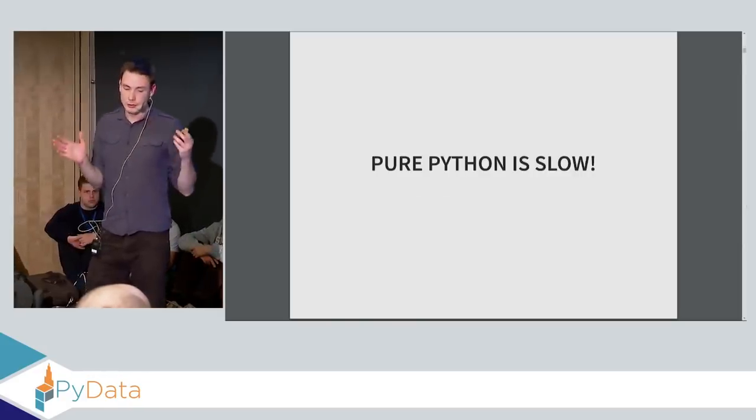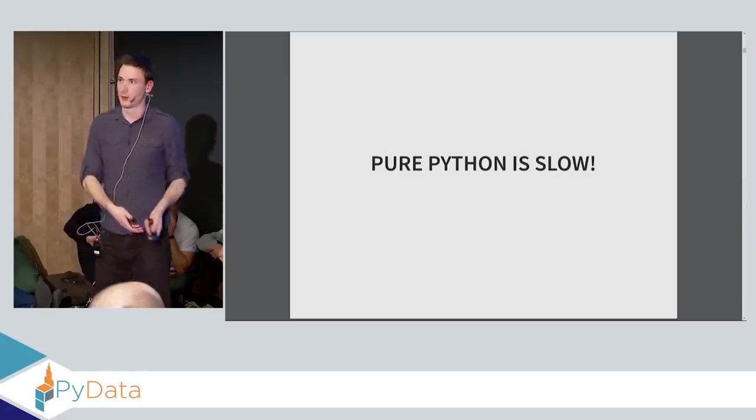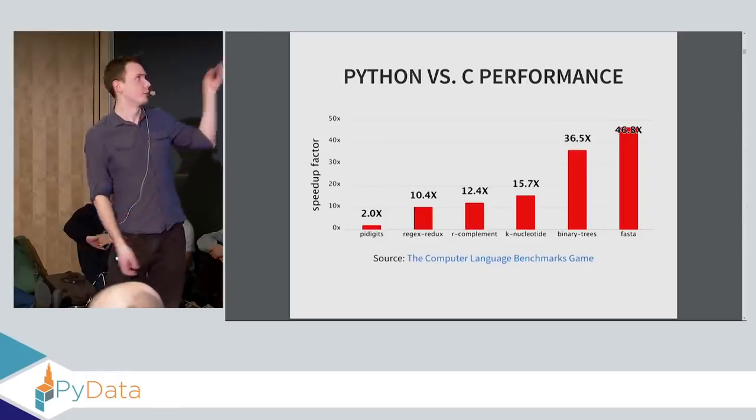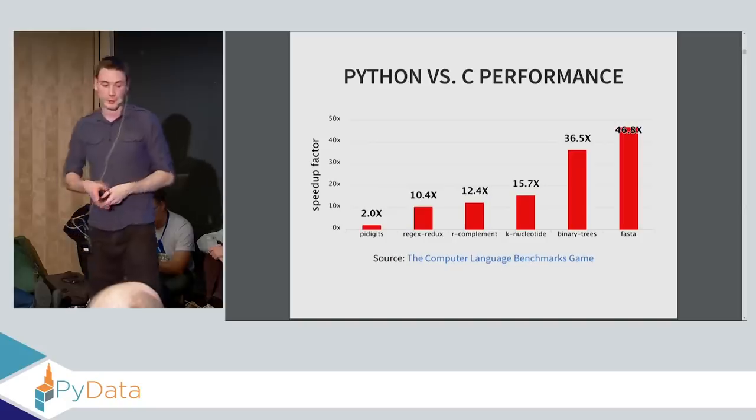So the issue is Python is slow, or at least pure Python. Python is not meant to be a fast language. It's meant to be an easy, high-level, easy-to-use language. Any benchmark that you actually do against faster languages like C or C++, Python will always lose out.